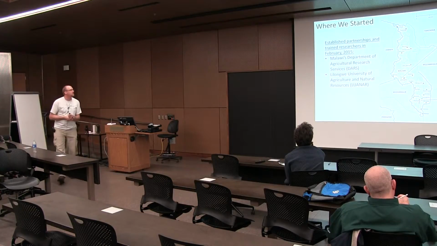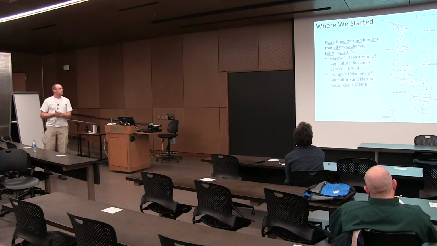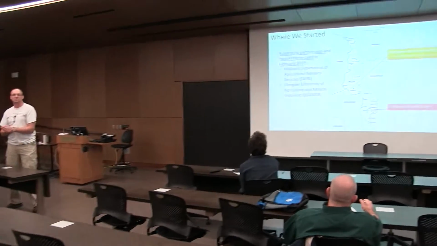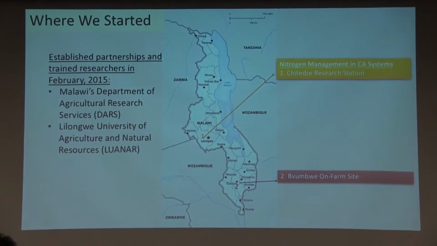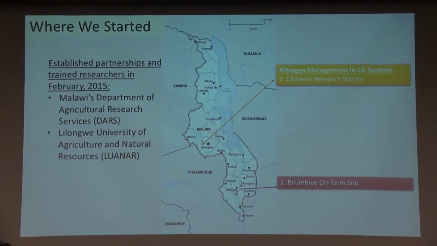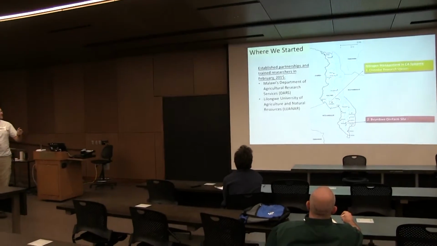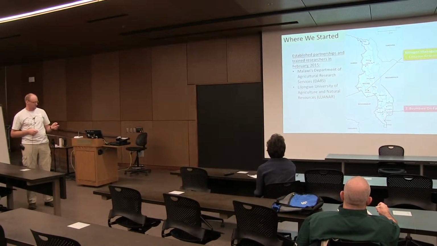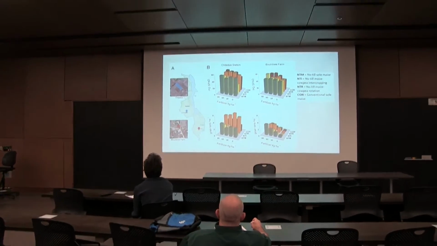So I'm going to tell you a little bit about what's been going on in Malawi in the last 18 months. First, we started in February 2015. We flew over and met with some researchers at the Lilongwe University of Agriculture and Natural Resources and Malawi's Department of Agricultural Research Services. We gave them some devices, we gave them some training, and we thought, this is going to be awesome, off you go. And they started taking a couple of projects, here in Chitedze in the central region and an on-farm research site in southern Malawi. And they got some really interesting data.